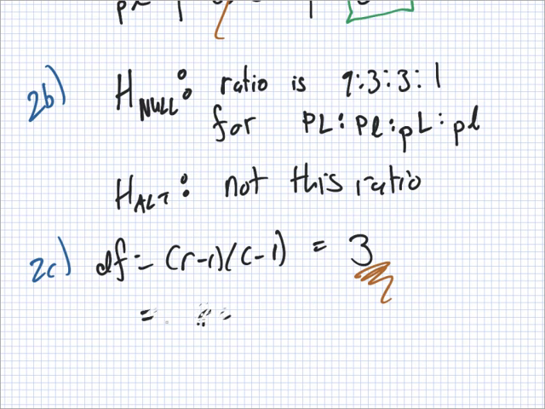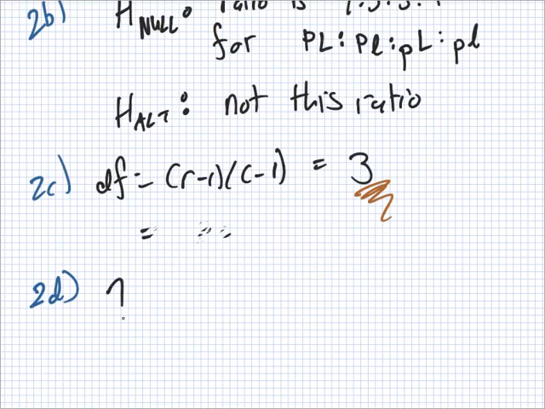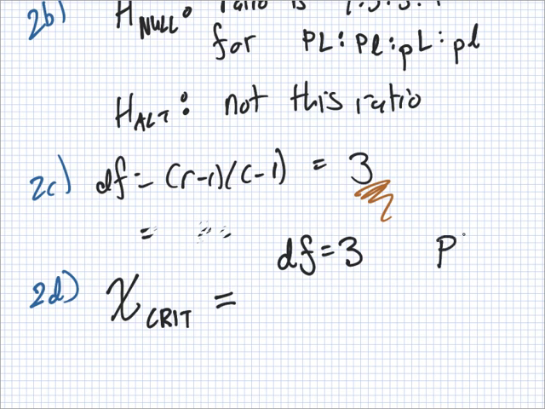Okay, will we go on to 2D now? Yeah. 2D. What is the critical value? Okay. Chi critical. So what we have to do is go to our table book where it has degrees of freedom equal to 3, and what is the usual probability value that you use for these hypothesis tests?